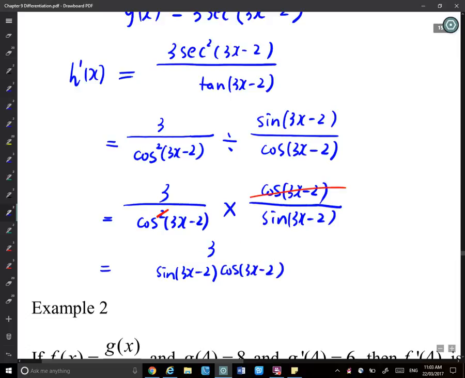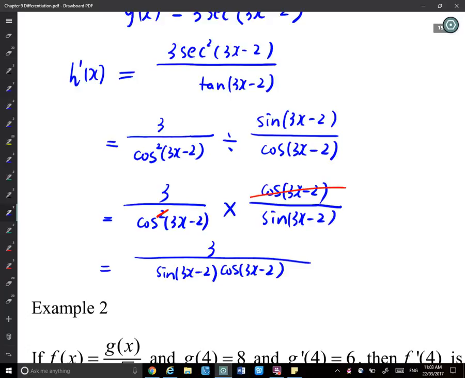And if you have learned the double angle formula, that looks like a double angle formula. But if you haven't, that's okay. You can keep your answer like that.